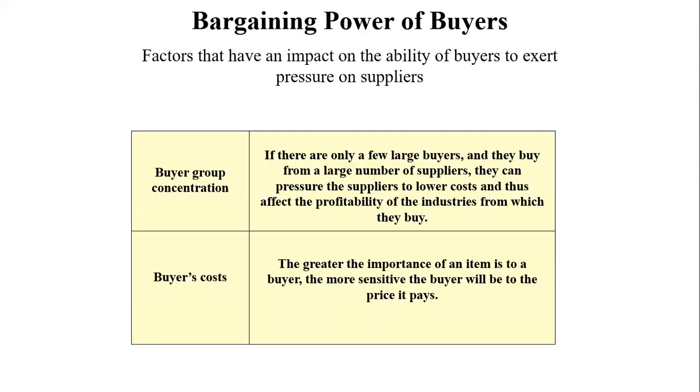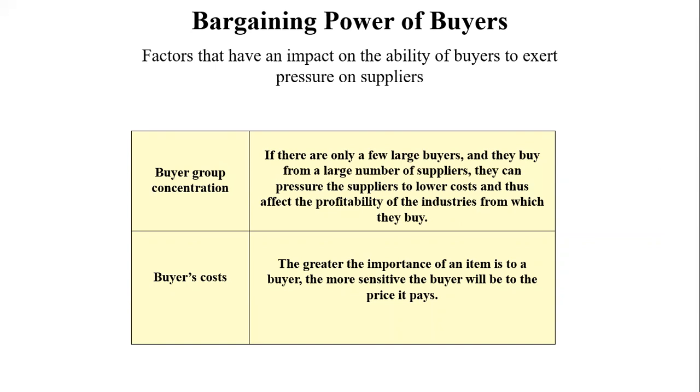Now, what are the factors that have been identified to impact the ability of buyers to exert pressure on suppliers? The first factor is what we call buyer group concentration. If there are only a few large buyers and they buy from a large number of suppliers, they can pressure the suppliers to lower costs and thus affect the profitability of the industry from which they buy.